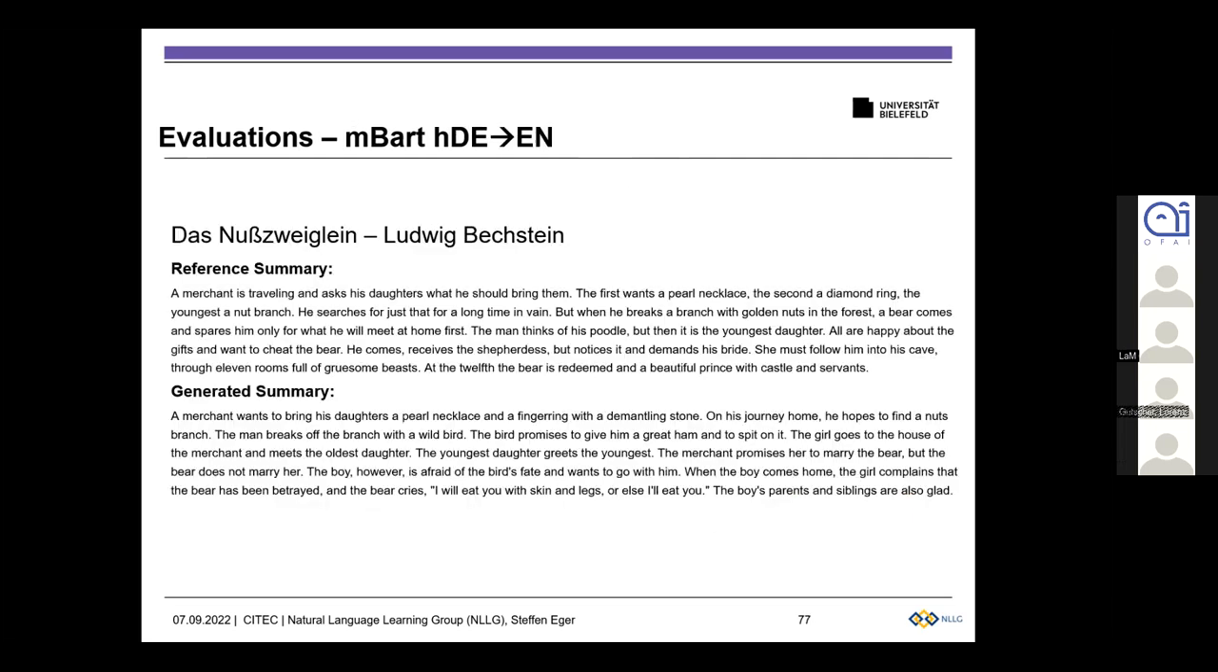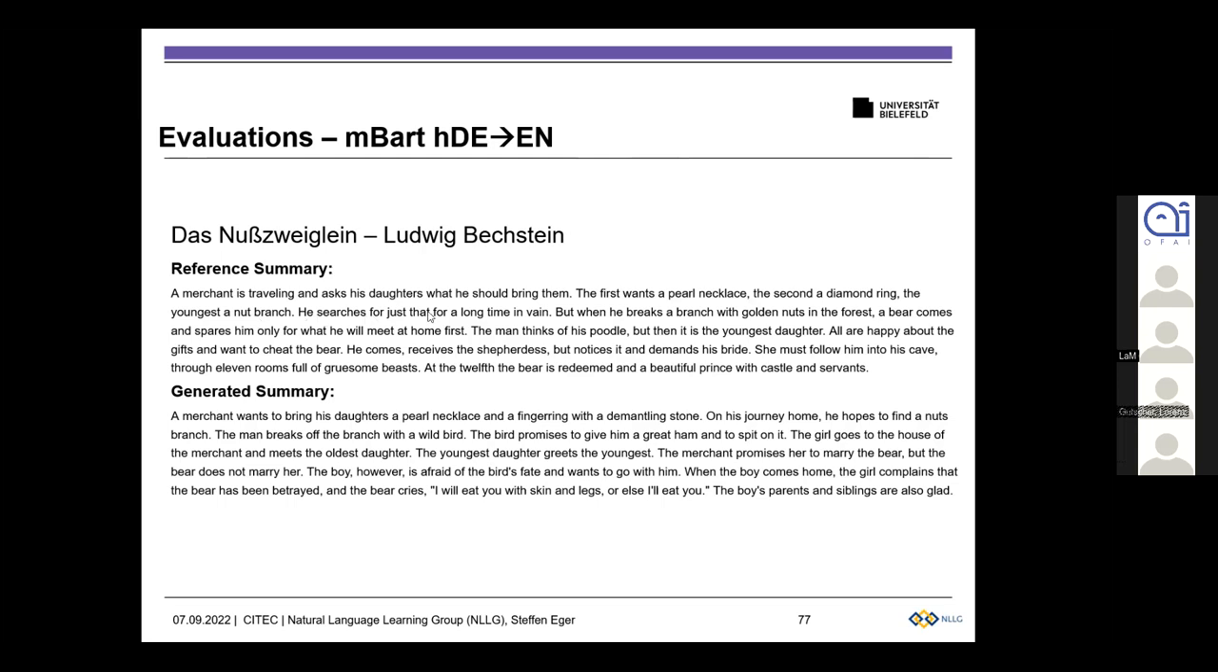Okay, so basically I'm finished now. I'll just give you two examples of what our model is actually doing, which is also interesting. Let's say we have the fairy tale Das Nusszweiglein from Ludwig Bechstein. Then we have the reference summary from Wikipedia, which says a merchant is traveling and asks his daughters what he should bring them. The first one wants a pearl necklace, the second a diamond ring, the youngest a nut branch.